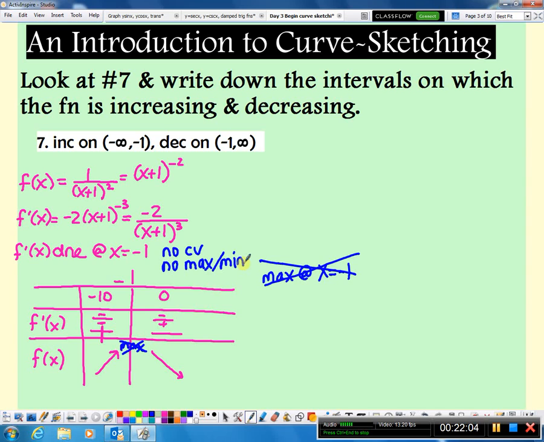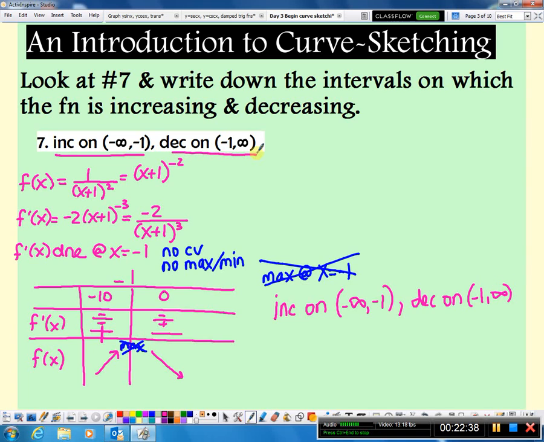But even though there's not a max or min, I can still get back to the question about increasing and decreasing. The table does reinforce that the graph increases on the up arrow, so on negative infinity to negative 1, which matches what you had seen from the original graph. And the graph decreases on the down arrow, negative 1 to infinity, which also matches what you had already seen.